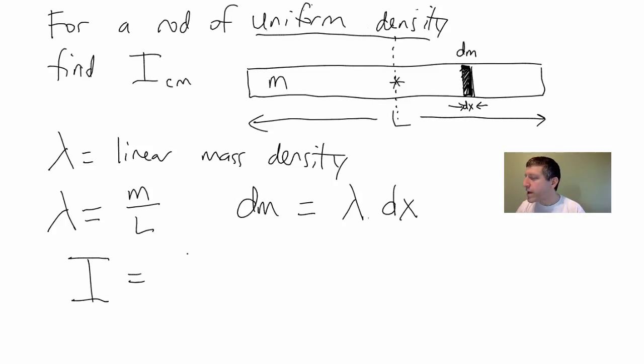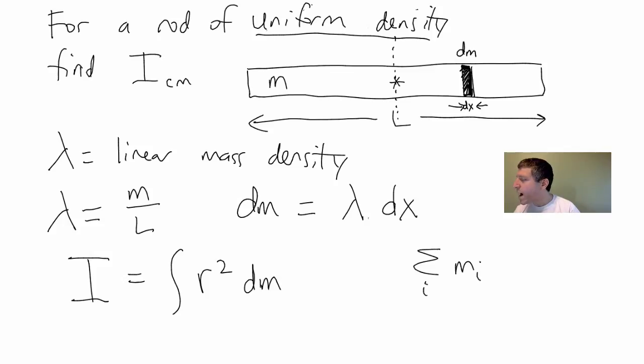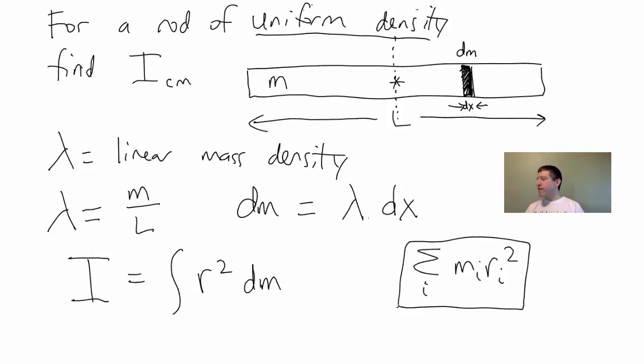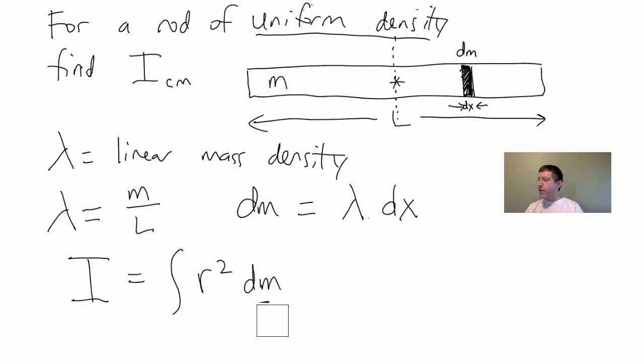So here's the general equation for I. I is equal to the integral of r squared dm. Compare this to the sum over all i of m_i r_i squared, but here, instead of discrete masses m, I'm using little infinitesimal masses dm, and there's an infinite number of them. So it's really the same thing as we did before, but now we have to use it for an infinite number of these things.